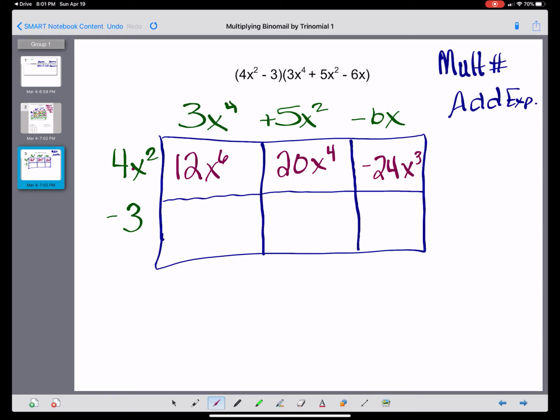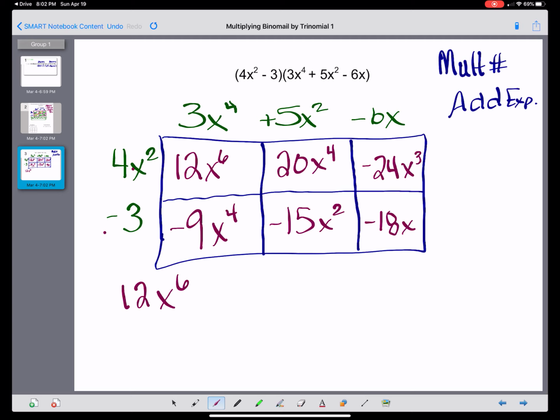Okay. Negative 3 times 3x to the fourth. Negative 3 times 3 is negative 9. X to the fourth. Negative 3 times 5x squared is negative 15x squared. Negative 3 times negative 6x is negative 18x. Okay. Start at the upper left-hand corner. Move your way down to the bottom right. The upper left-hand corner, you have 12x to the sixth. I cannot combine any other like terms with that, so I'm going to write down 12x to the sixth.